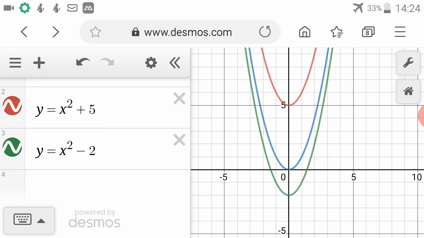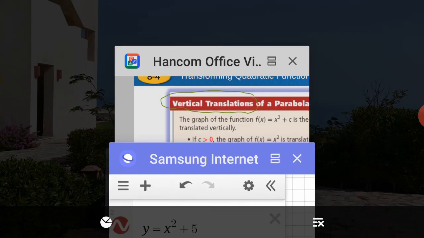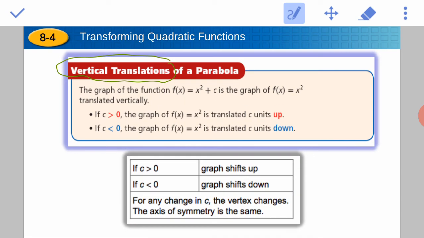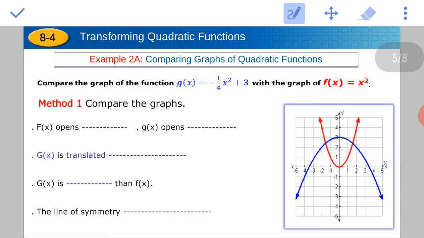So guys, this is what we call a vertical translation, and it's very easy to recognize from the equation. If there is an added number, it's a vertical shift up. If it's a subtracted number, it's a vertical shift down. 5 units up in this situation, 2 units down in that situation. Now back to our examples. So guys, in conclusion, if that number is positive, it's a vertical translation up. If this number is negative, it's a vertical translation down.